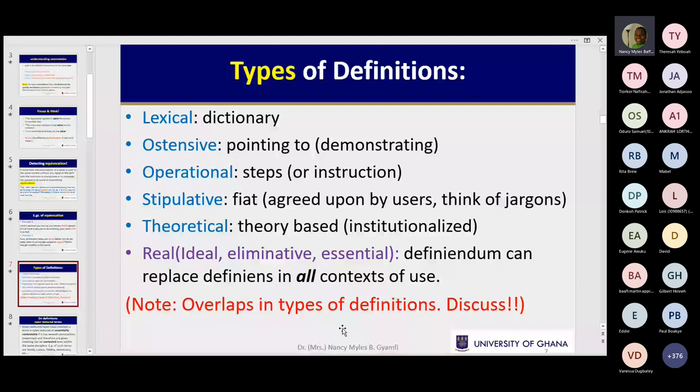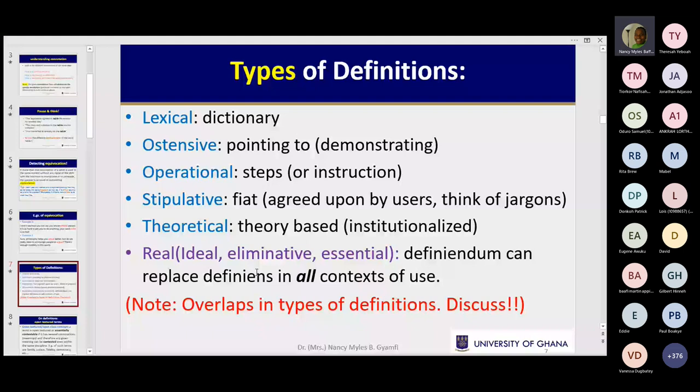Then we move on to the last type of definition, which is what? Real definition. The surname for that is what? Ideal definition. It's also called eliminative, and you can still label it as what? Essential definition. Your textbook gives you some very good content on that. If this one is called real definition, then obviously it tells you that all the others are not real. They are fake. They don't do what definitions should do. So which one is the real definition? The one whose definiendum can replace the definiens everywhere you use the word, in all contexts of its use. That's a real definition. It's really doing what the definition should do.